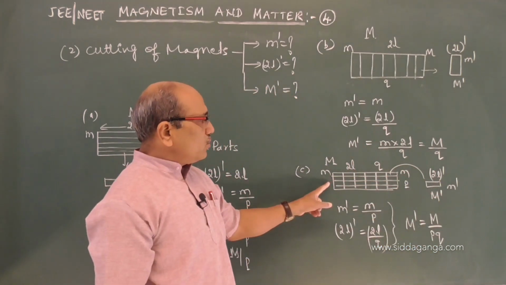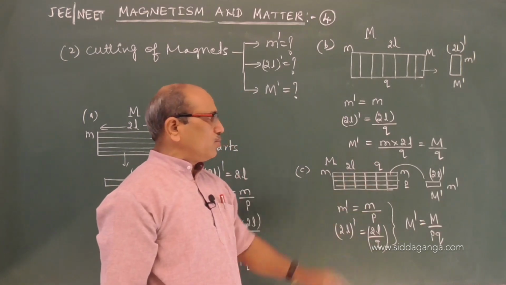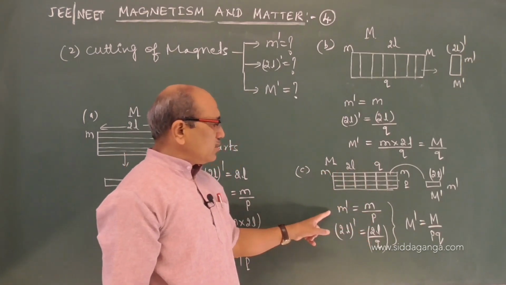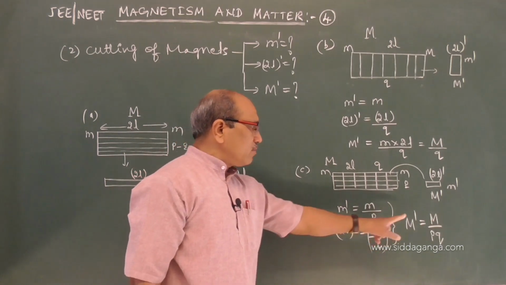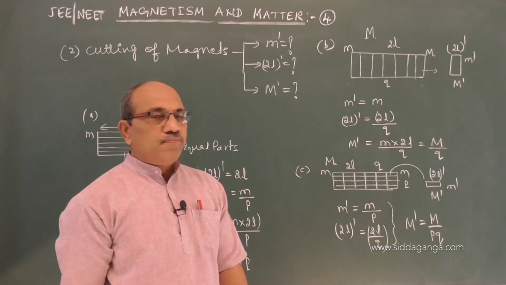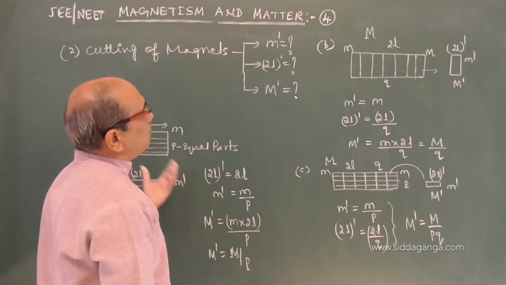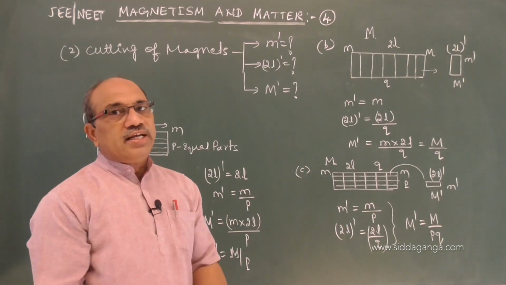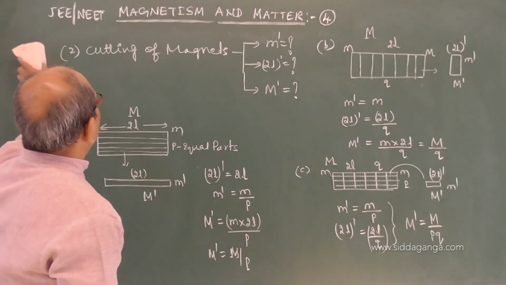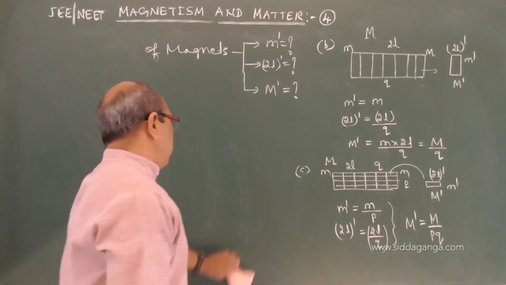If you cut into P equal parts along the axis and Q perpendicular to the axis, then M decreases P times, length decreases by Q times, but moment decreases by PQ times, M upon PQ. So with this concept, we see what happens to the moment in case of bending of a magnet. I hope you have understood this. Let me come to the bending of a magnet and finding the new moment.